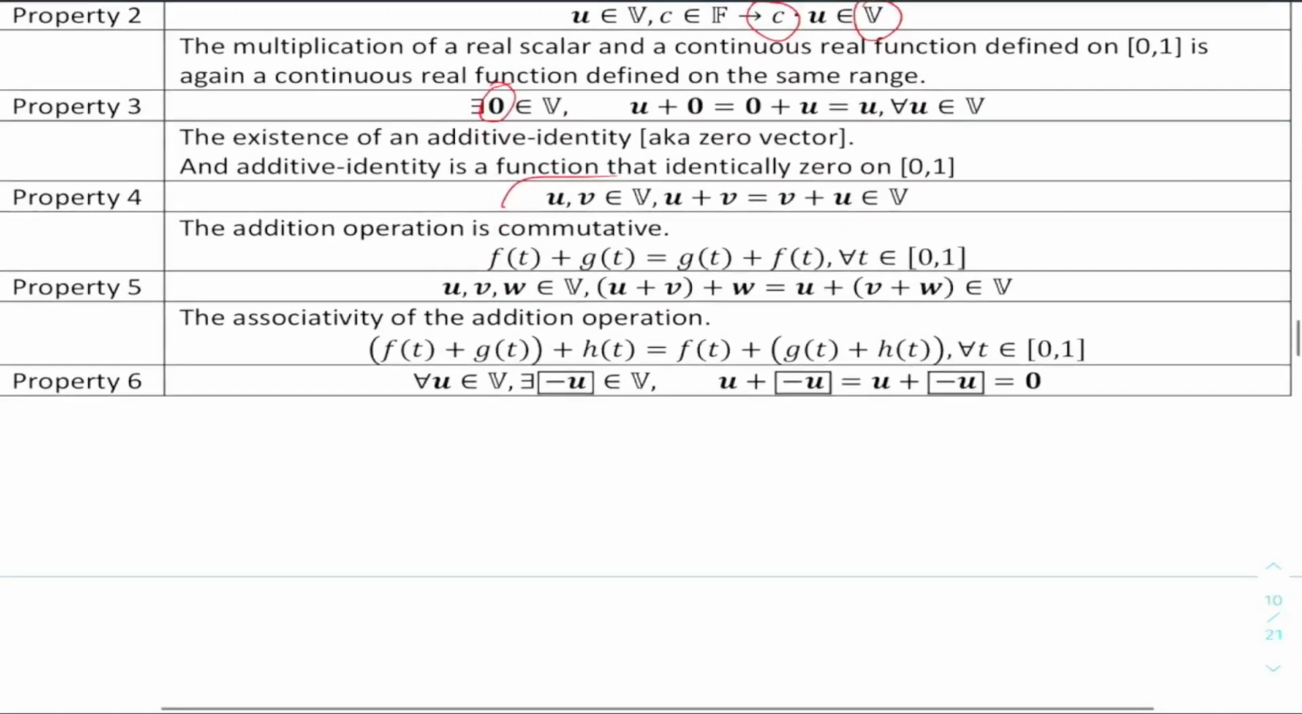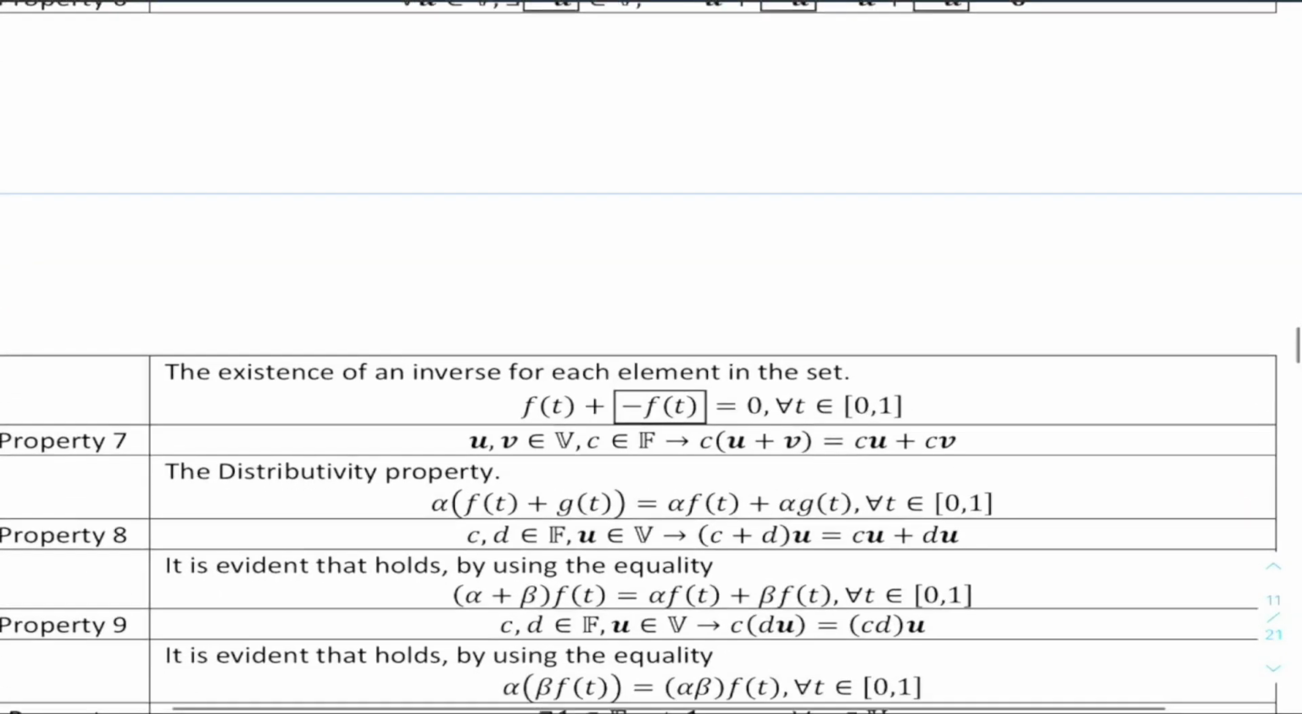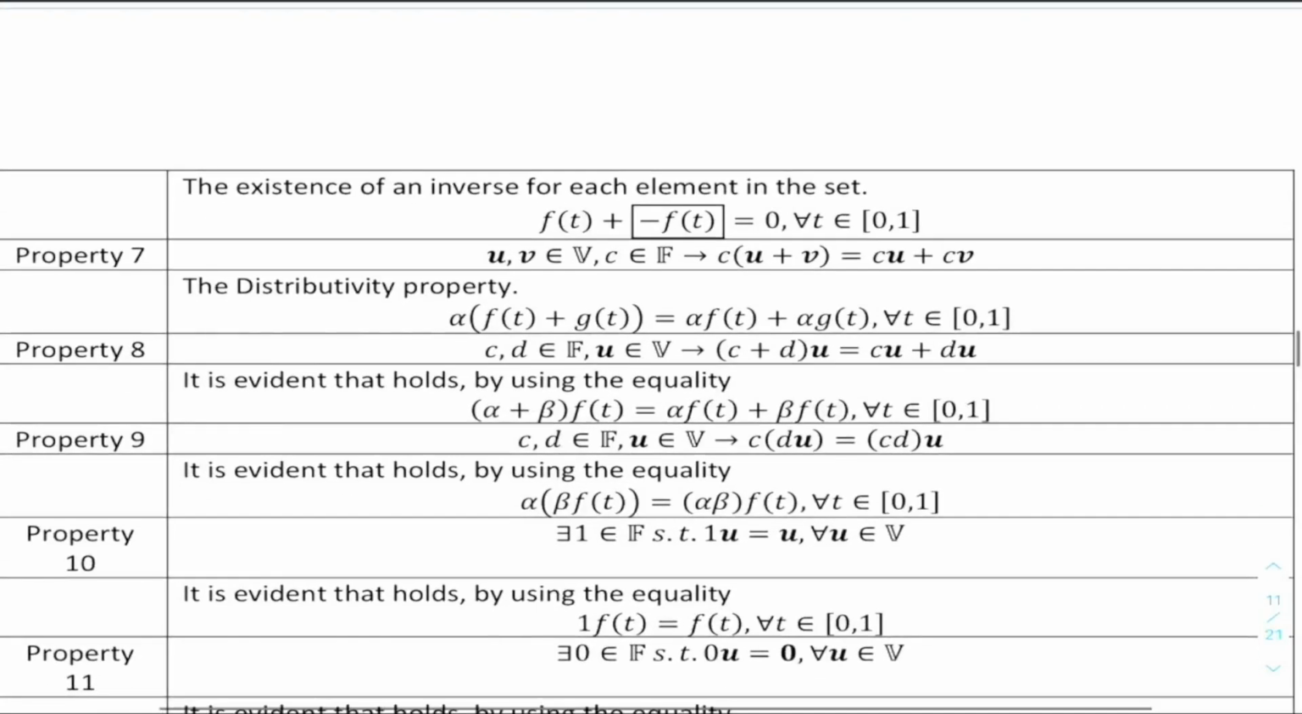And let's focus on the sixth property, which is the existence of an inverse element. For every f, you would have minus of that function, and that would indicate the existence of an inverse, right? Okay, so let's focus on the seventh property. Here, what is that? Distributivity property. This is a real tongue twister, by the way. And here, this is alpha. Alpha distributes over that vector addition operation and checks out, right? And the eighth property.